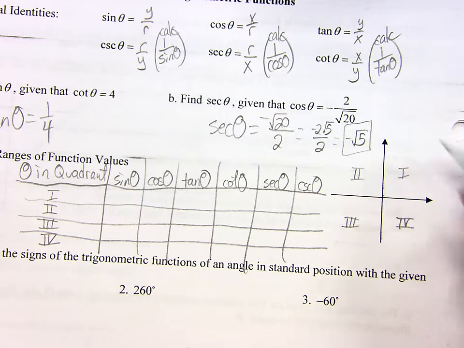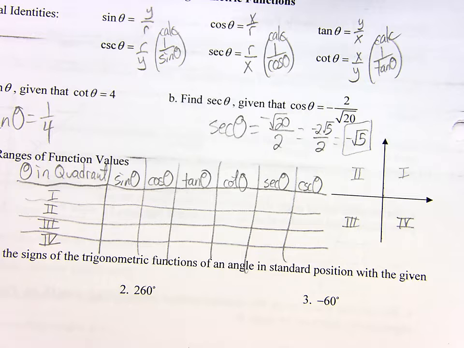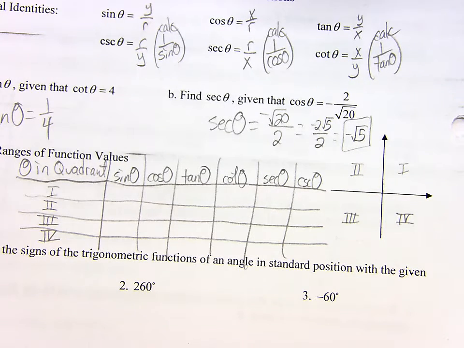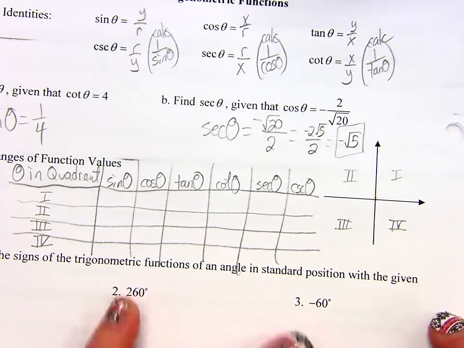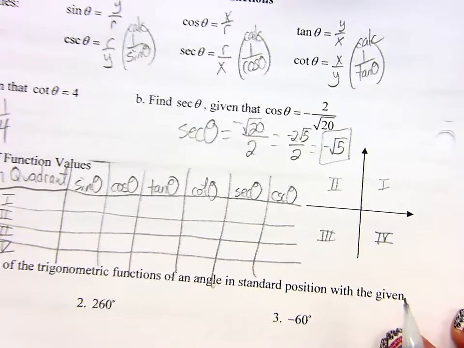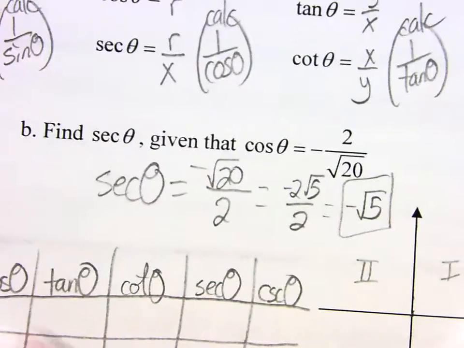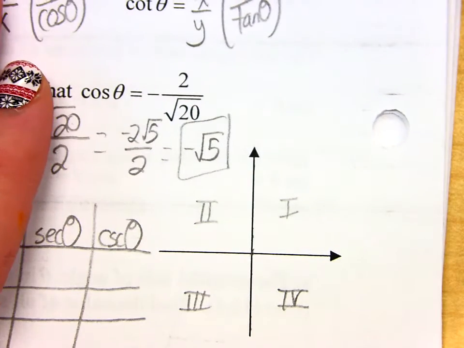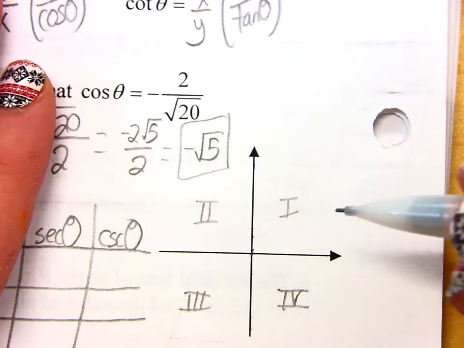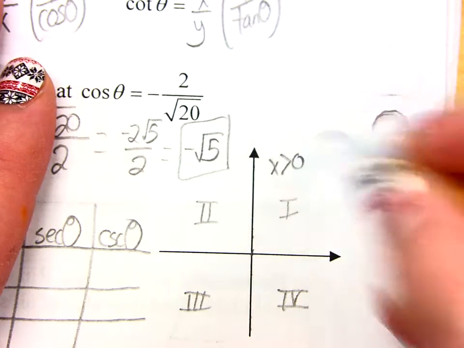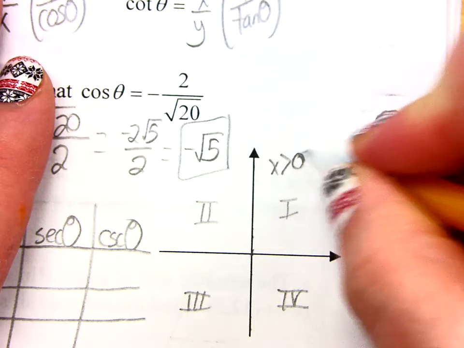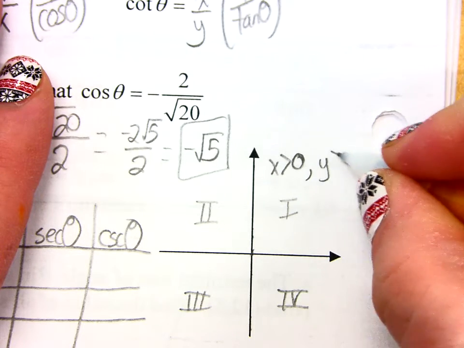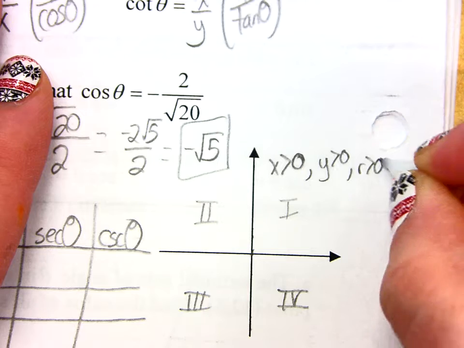All right. So, r is always going to be positive because it's just representing a distance. x and y could be positive or negative depending on where you are on the coordinate plane. Okay? So, let's say we are in quadrant 1. In quadrant 1, what is true about all the x values? They're all positive. What is true about all the y values? They're also all positive, and r is always going to be positive.